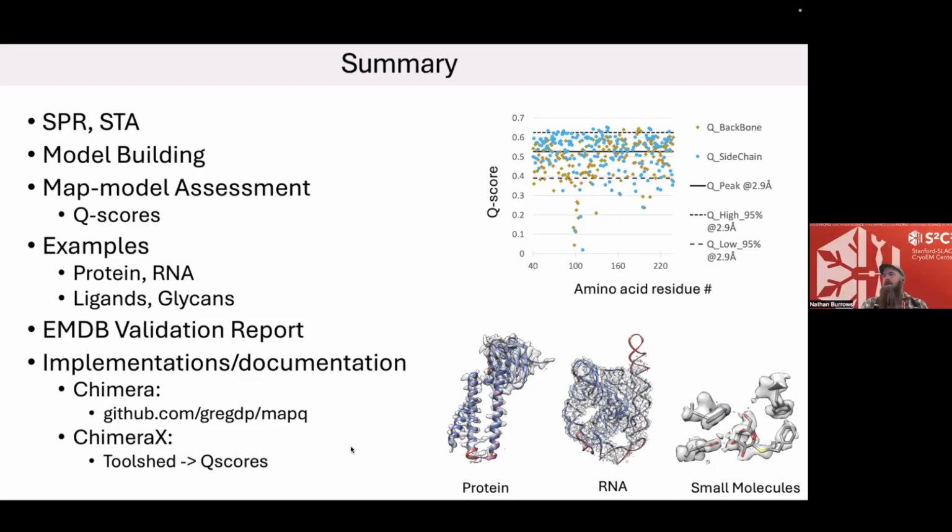And then for a flexible region, which usually gives us a relatively poor quality map, what would you recommend for balancing between the Ramachandran plot and the Q-score? Which do you think is better?